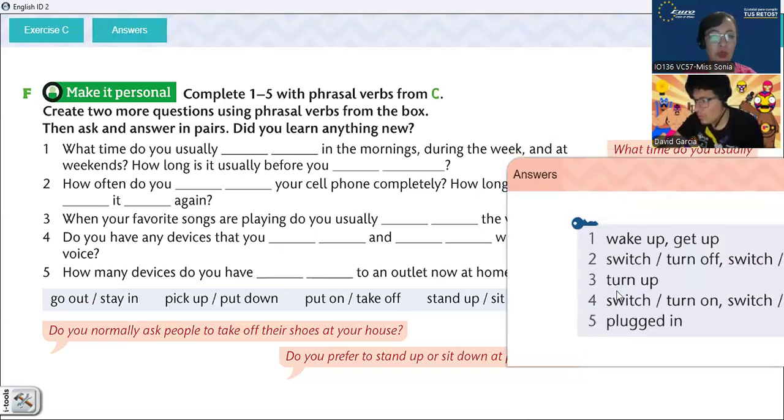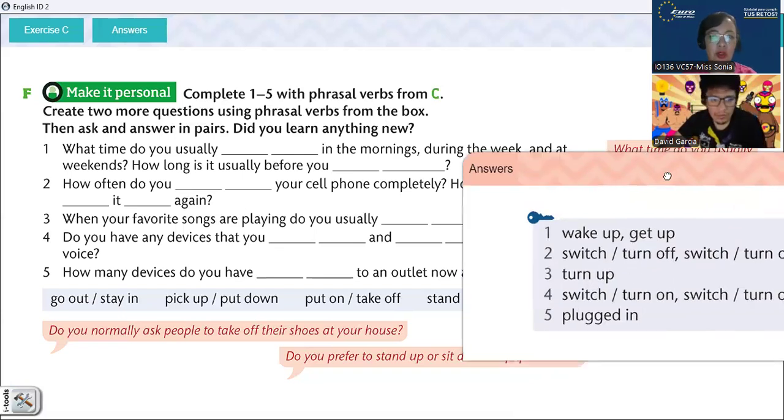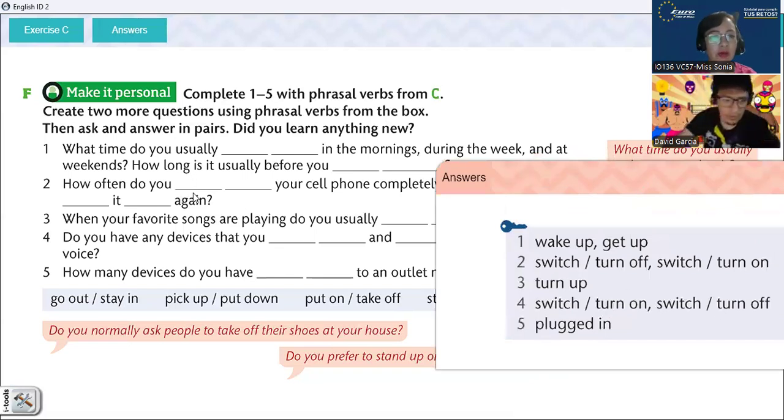Wake up or get up, as we said. Switch or turn off. Switch or turn off. Switch or turn on. The second one, switch off or turn off. The first one, your cell phone completely switch off. Turn on again, turn it up again. That will be turn up in number three, as you mentioned. Turn up the volume. Now about your favorite songs. And switch or turn on. And switch or turn off. The opposite. And plug in.